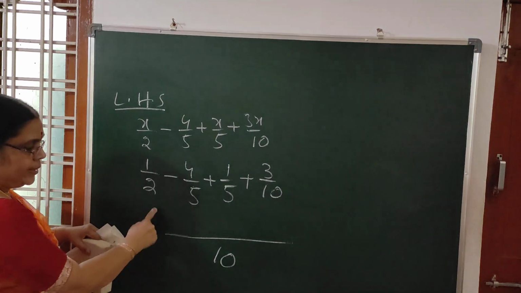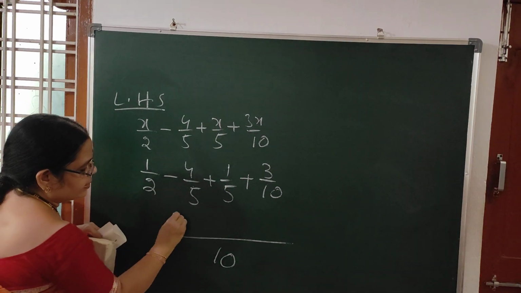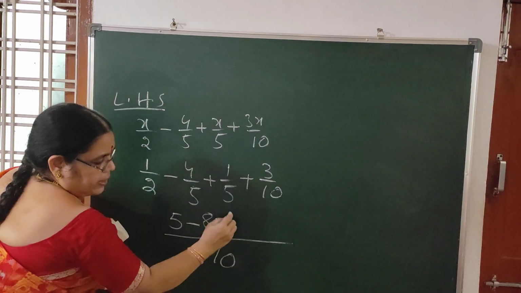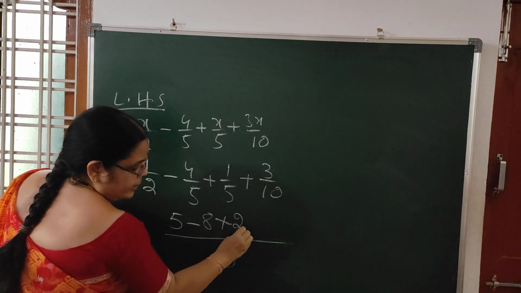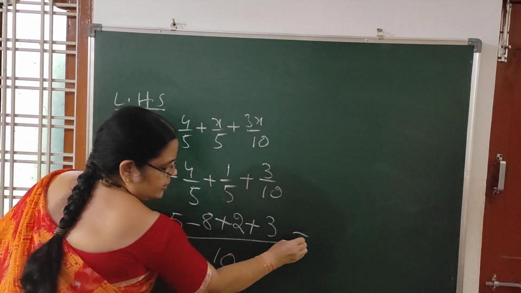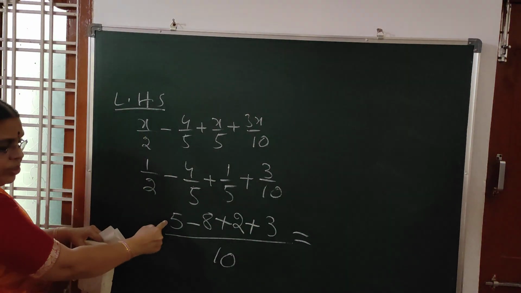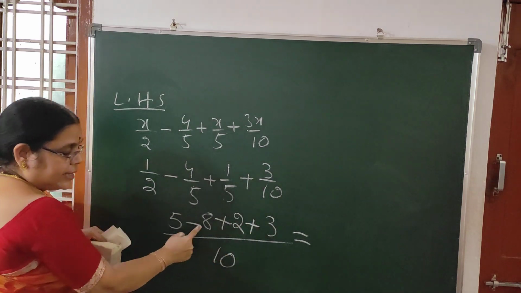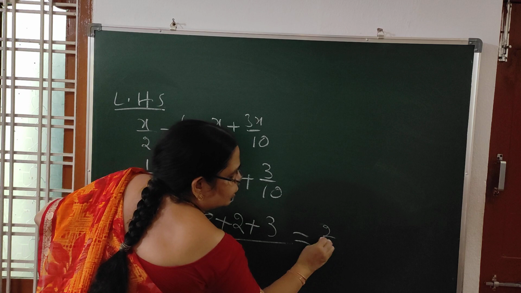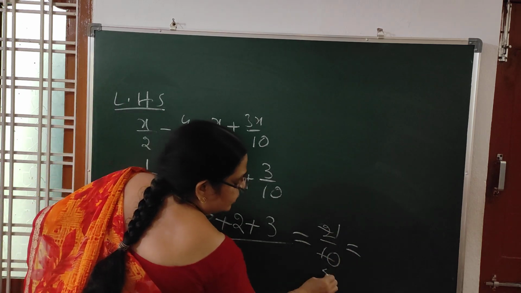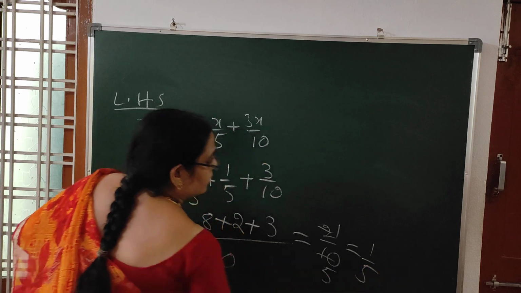LCM is 10. 2 5s are 10, 5 1s are 5, 5 2s are 10, 2 4s are 8, plus 5 2s are 10, 2 1s are 2, 10 1s are 10, 1 3s are 3. Is equal to how much? 5 plus 2 is 7, 7 plus 3 is 10, 10 minus 8 is 2. 2 by 10 is equal to how much? 2 1s are 2, 2 5s are 10, that is 1 by 5.